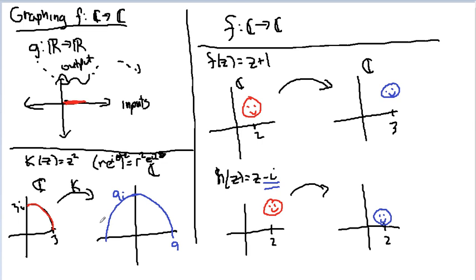So this is just one way of figuring out what a function does. And it differs from the reals. With the reals, you can basically graph the entire thing. Here we really can only look at one part of the plane at a time and figure out what happens.